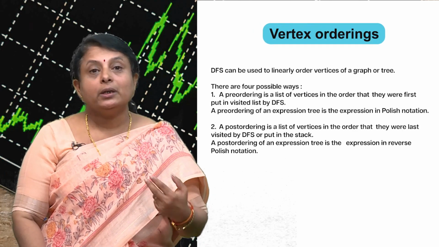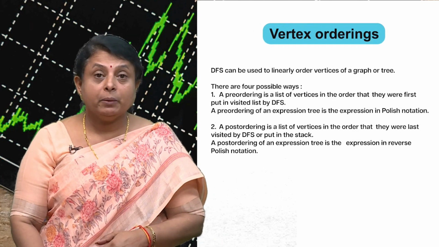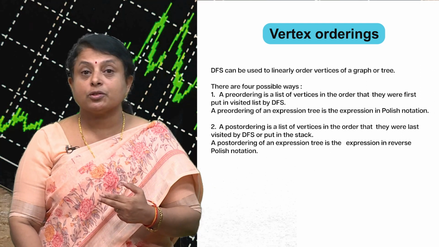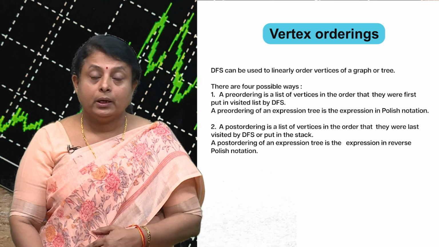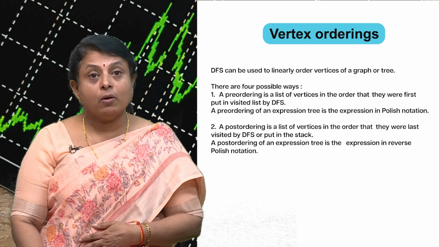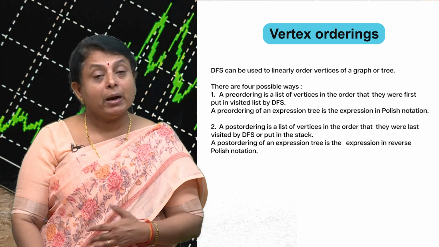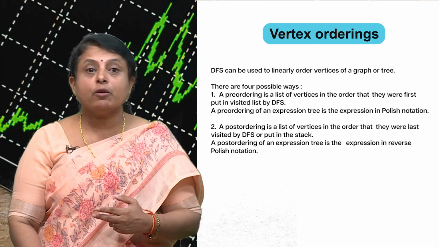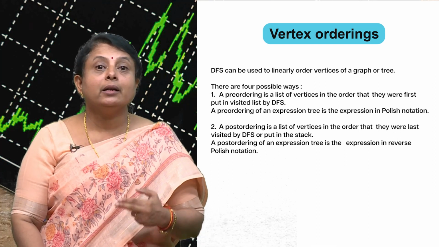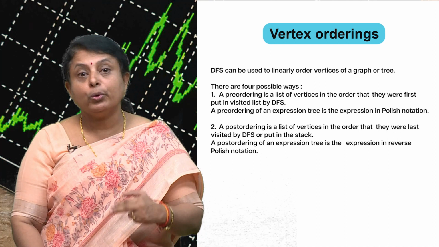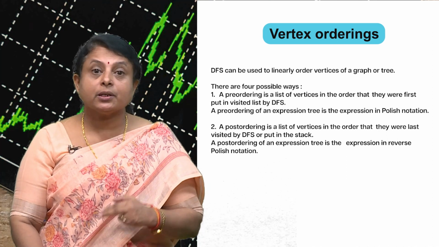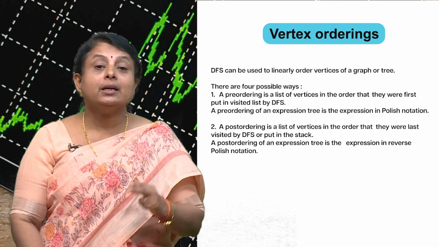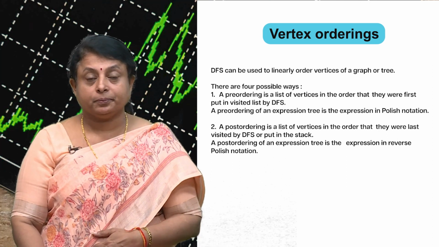Now, let us see about the vertex orderings when DFS is implemented. DFS can be used to linearly order the vertices of a graph or a tree. There are four possible ways of ordering the vertices by using DFS. A pre-ordering is a list of vertices in the order that they were first pushed or put in the visited list by the DFS algorithm. A pre-ordering of an expression tree is the expression in polish notation.